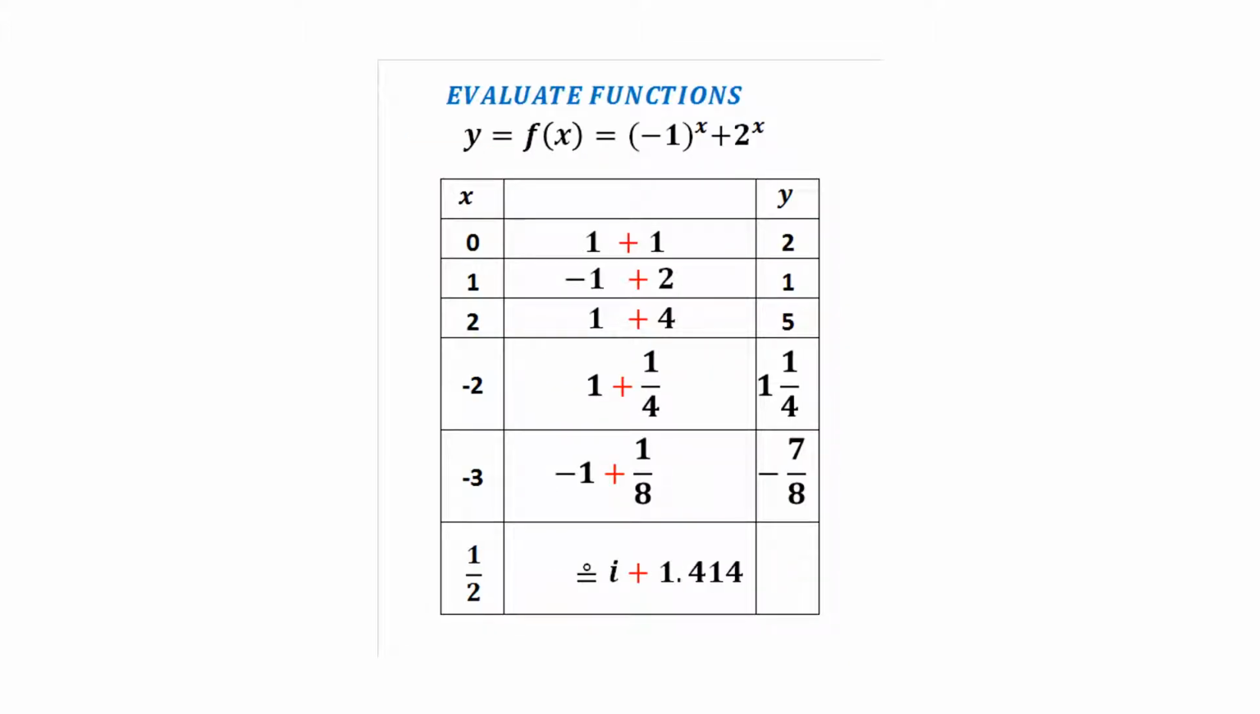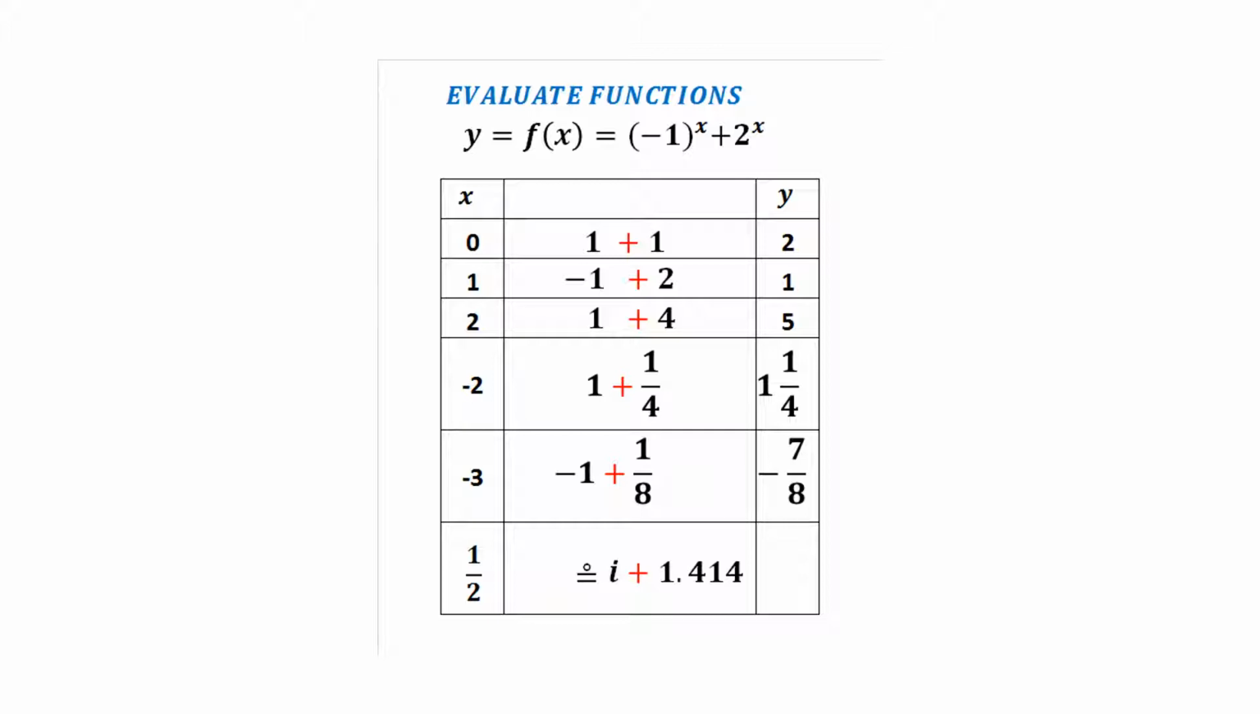Now, here we have f of x is minus 1 to the x power plus 2 to the x power. It seems like it would be hard, but we'll just go through it. So when x is 0, and I got the plus sign in red, we will have minus 1 to the 0. Anything to the 0 power except 0 is 1. So you can't do 0 to the 0, meaningless term. But any real number to the 0 power is 1. Okay, plus 2 to the 0, that's also 1. So 1 plus 1 is 2.